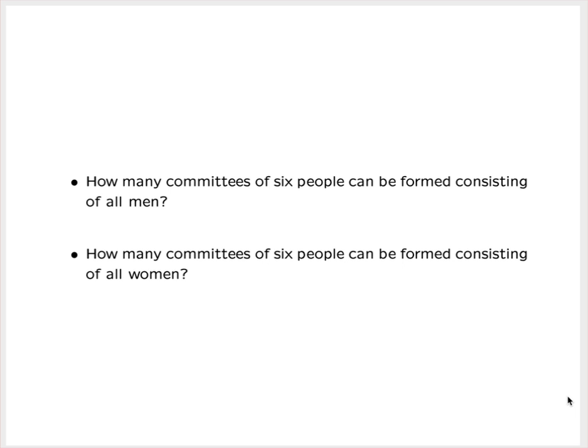And then some additional questions. How many committees of 6 people can be formed consisting entirely of men? And then finally, how many committees of 6 people can be formed consisting only of women?